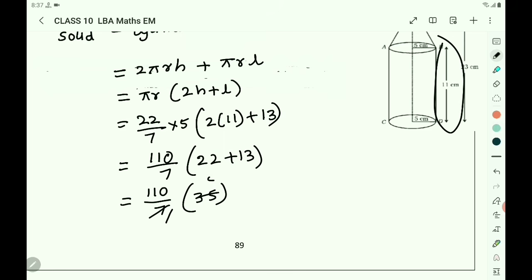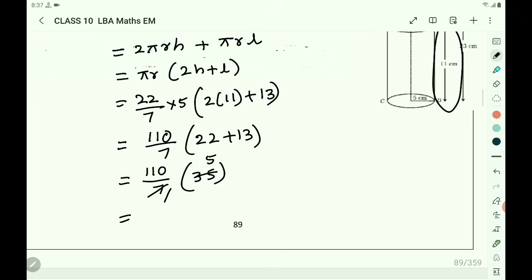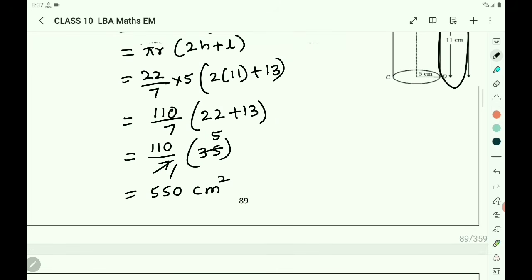7 ones are 7, 5s are. Then 11 into 5 is 55. 110 into 5 is 550 cm square. That is the CSA of the solid.